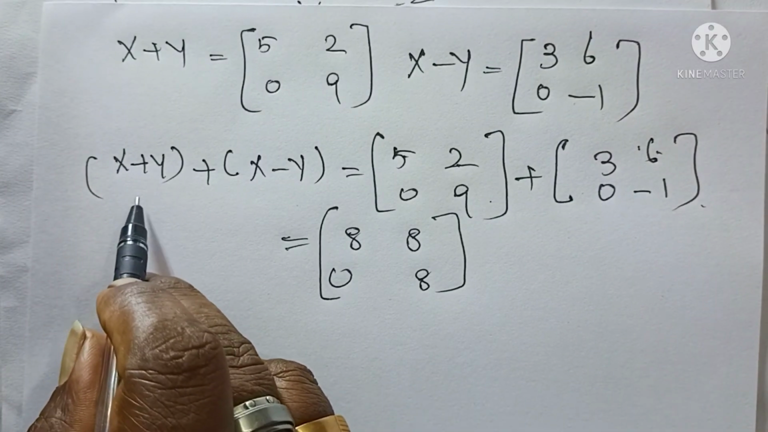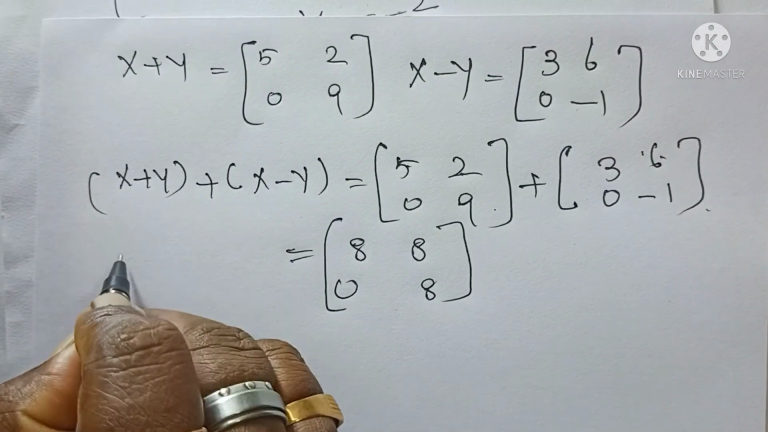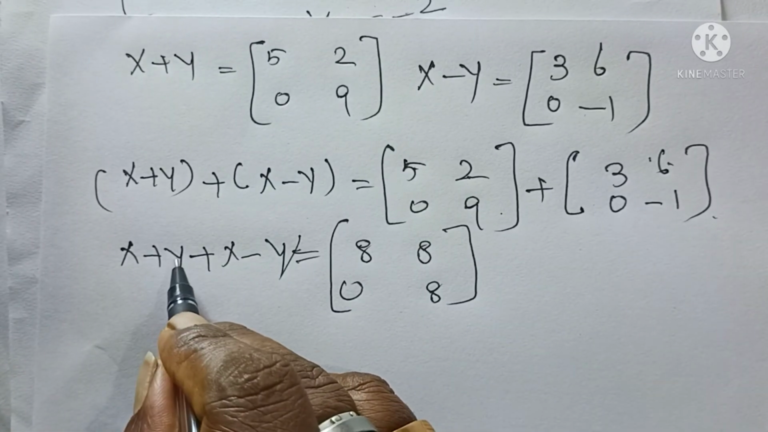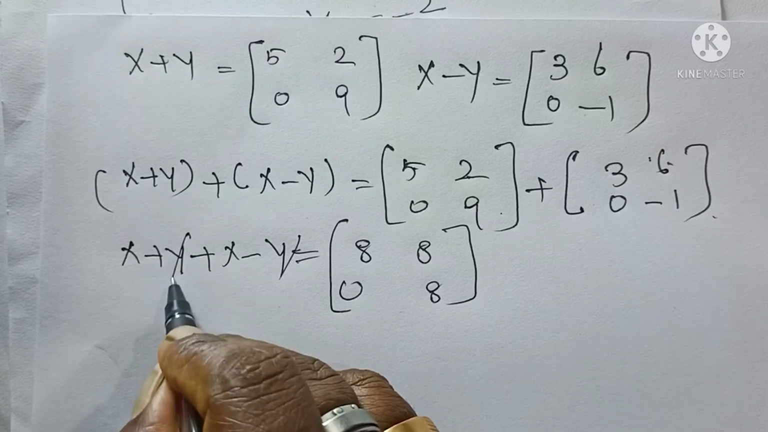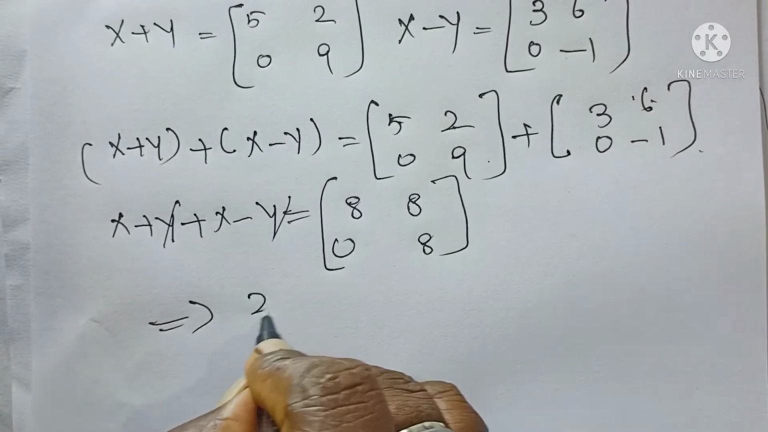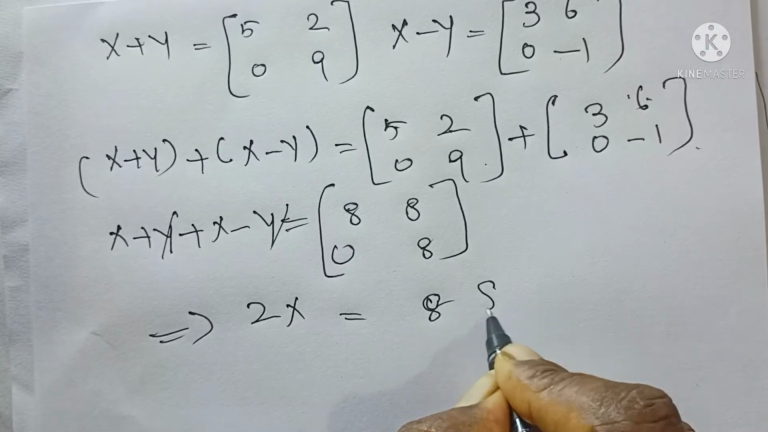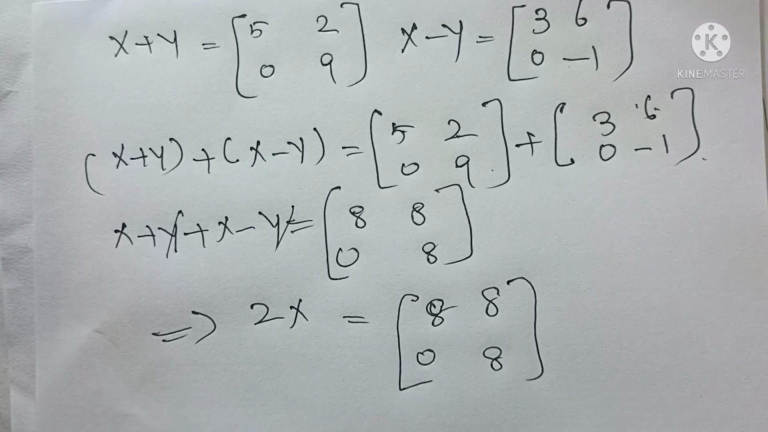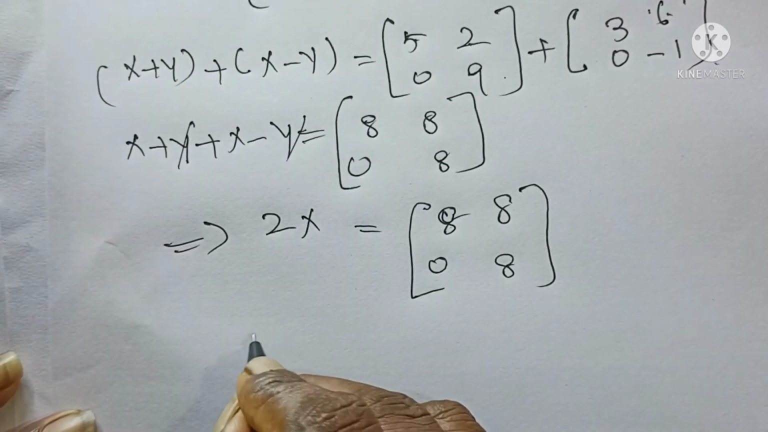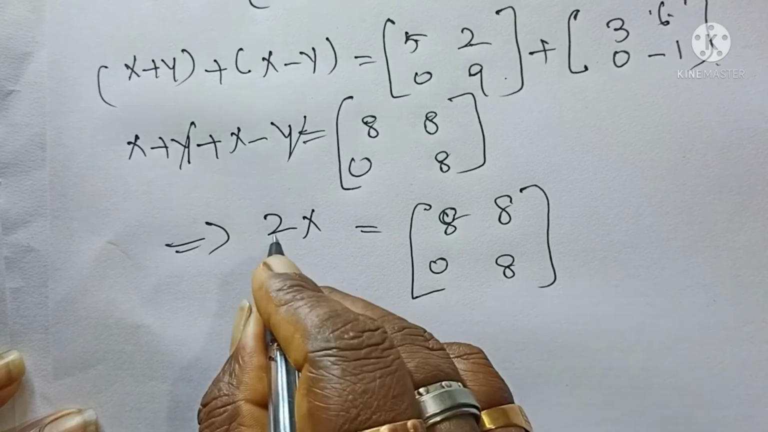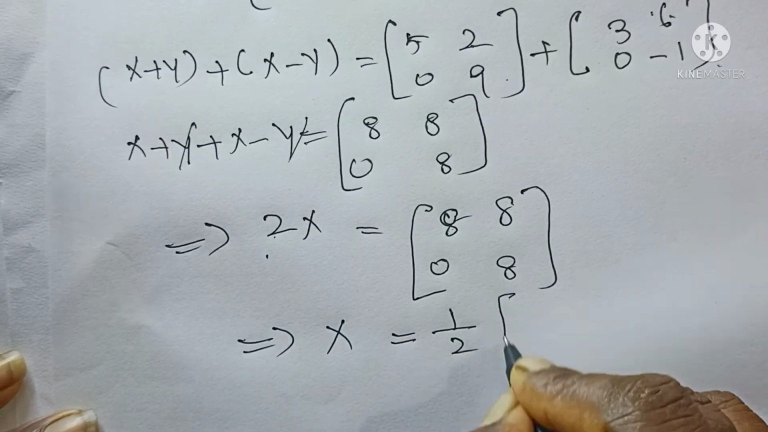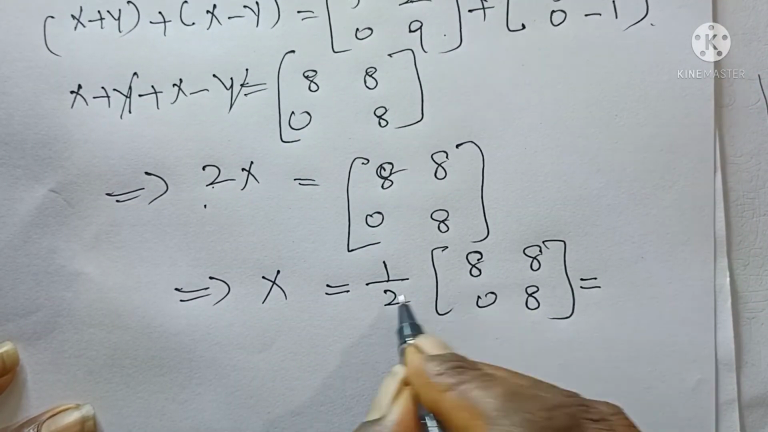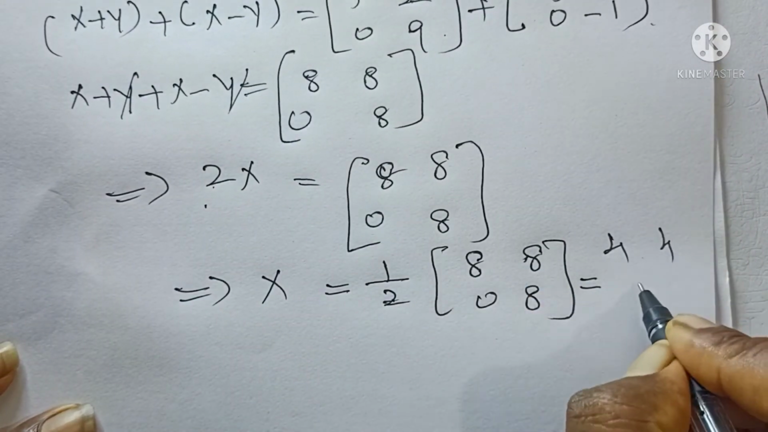So here x plus y plus x minus y, correct. Here minus 1 will get cancelled. Then this implies 2x is equal to 8,0,8. So from this we can find the value of x. So x is equal to, here 2 will go this side, so 1 by 2 into 8,0,8, which is equal to 8 by 2 is 4, 8 by 2 is 4, here 0, 4.